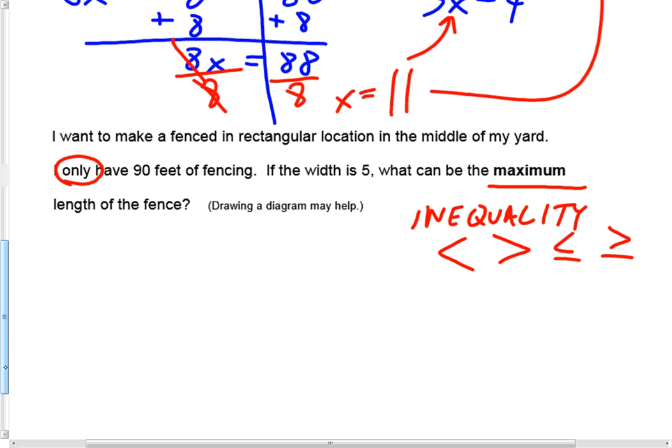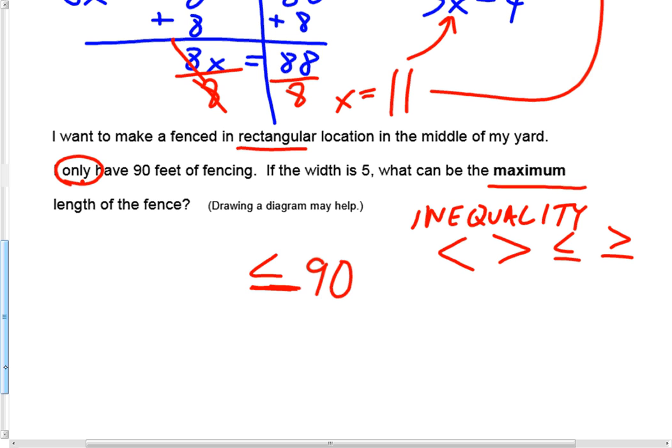What's the only number we have as far as the fencing is concerned? 90 for the total fencing. Can I have more than 90 feet in this problem? No. I only have 90 feet. Could I have less? So you actually have to read what's in front of you and make a determination as to what you're going to use. I have 90, so I can use 90. I can have that or equal to. Since I only have 90, I can't go above that. I got to have something less than it.